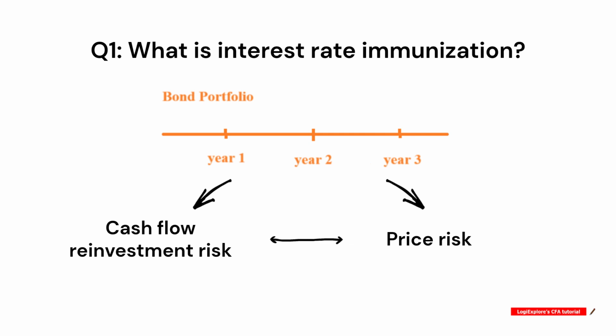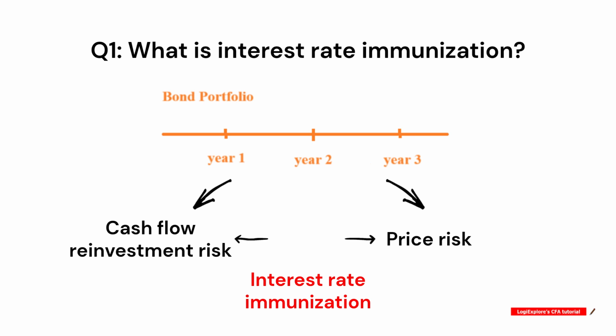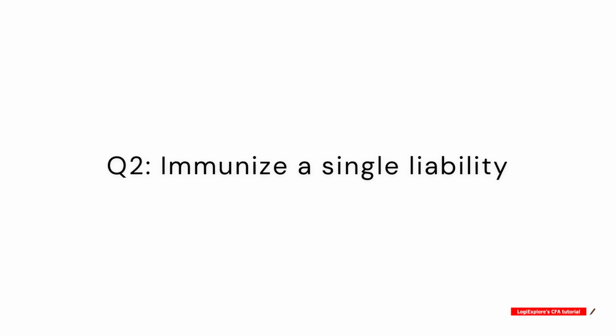The objective of interest rate immunization is to design a bond portfolio so that despite fluctuation in interest rate, the investor is assured to get enough cash from his bond portfolio to cover the liability payment. Question 2. How to immunize a single liability?